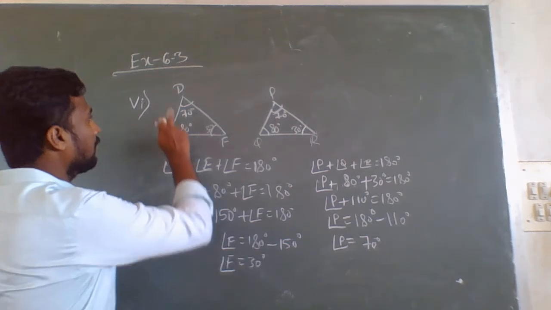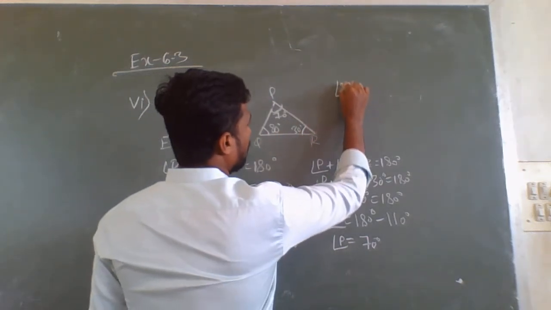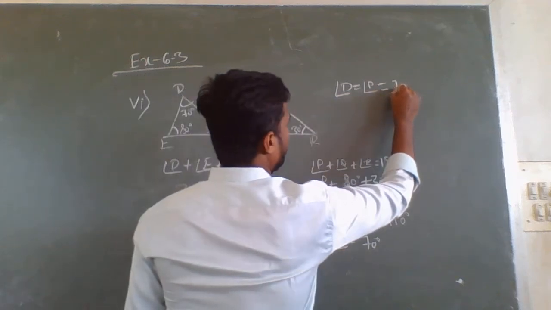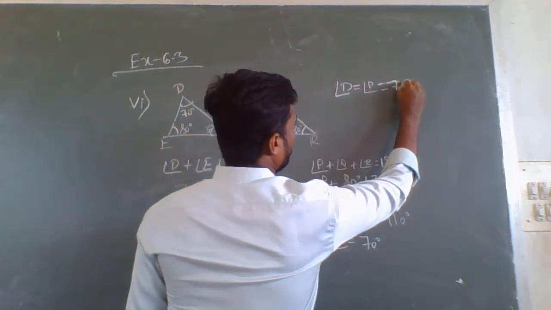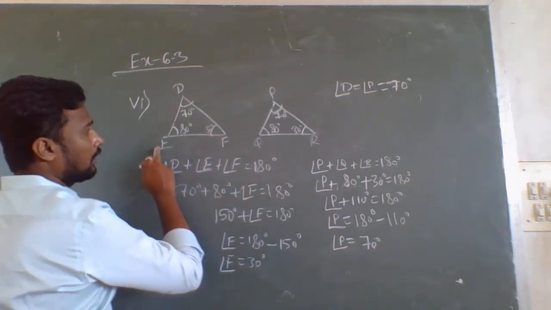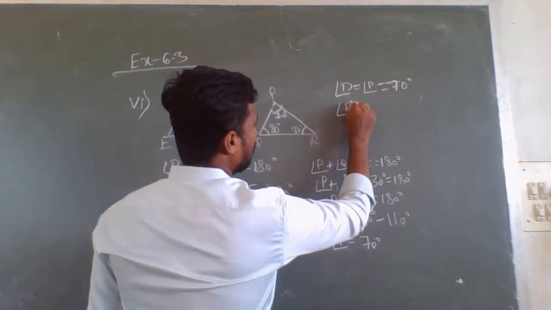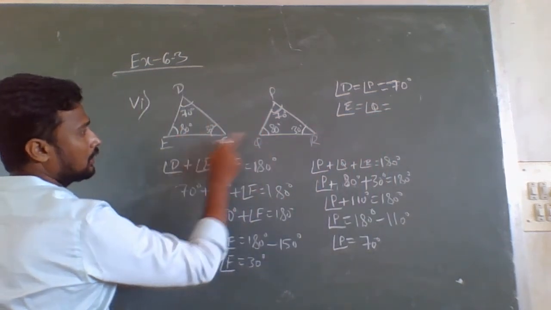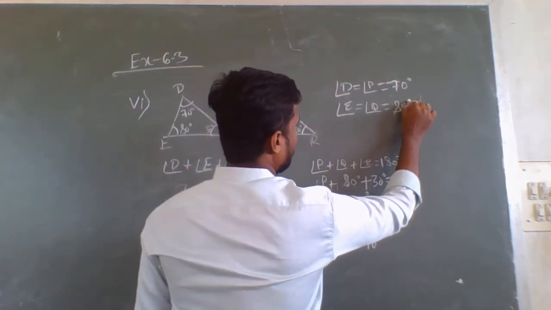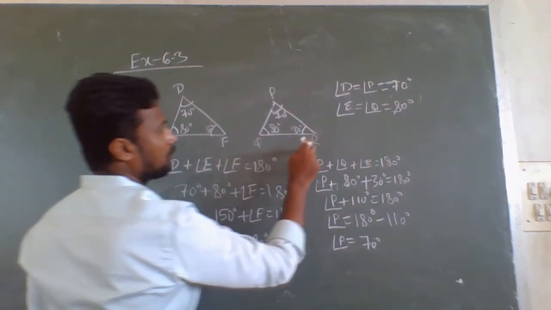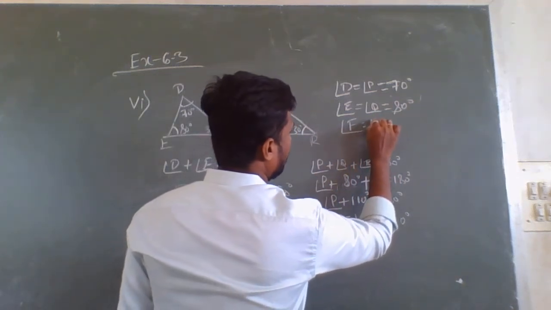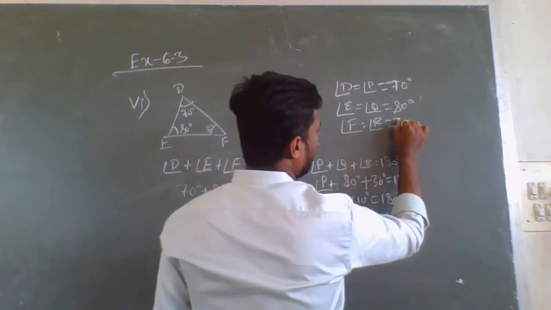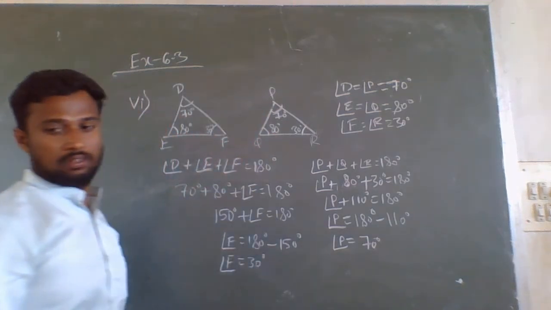Therefore, we can write that angle D is equal to angle P because both these angles are equal to 70 degree. Like this only, angle E is equal to angle Q. These two angles are 80 degree. Next, angle F is equal to angle R. Here, these two angles are equal to 30 degree only.